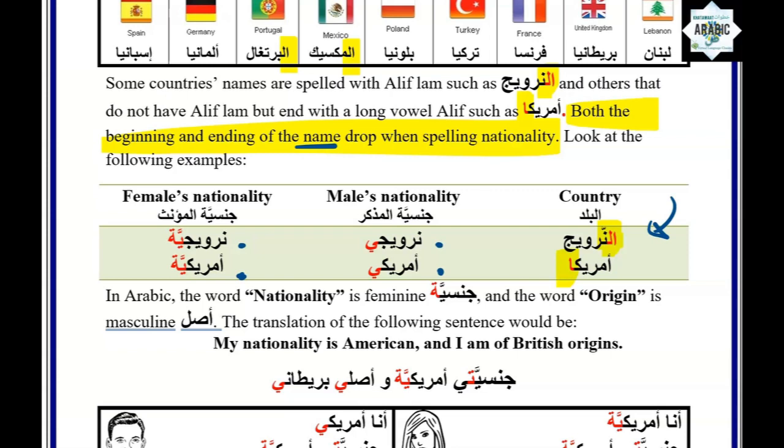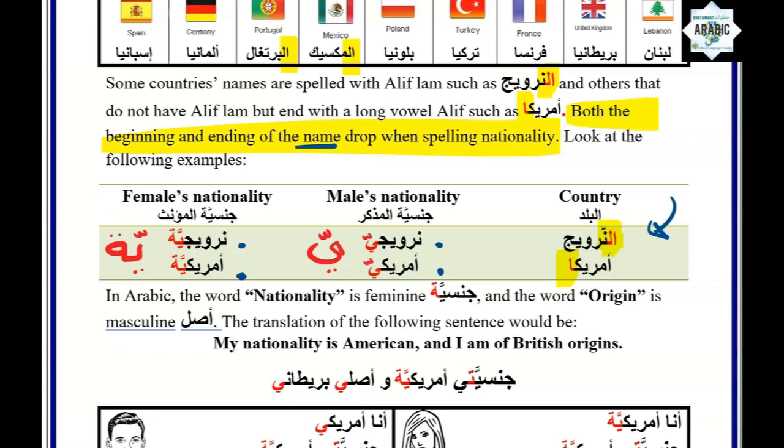If the country happens to have alif lam, you drop it. If the country happens to have alif at the end, you drop that. And then once you talk about a male's nationality, all you add is ya at the end. When you talk about a female's nationality, you add the ya and ta marbuta. And the ending has to have shidda, a stress. So Norweji, Ameriki.